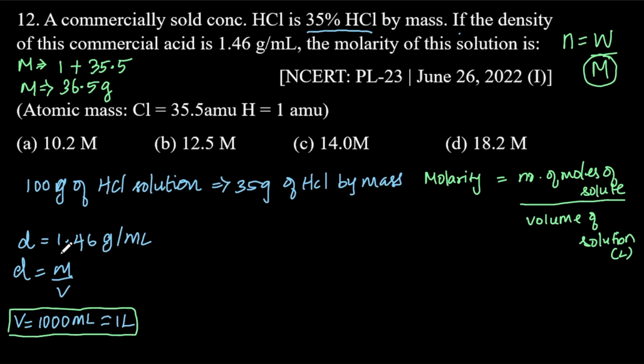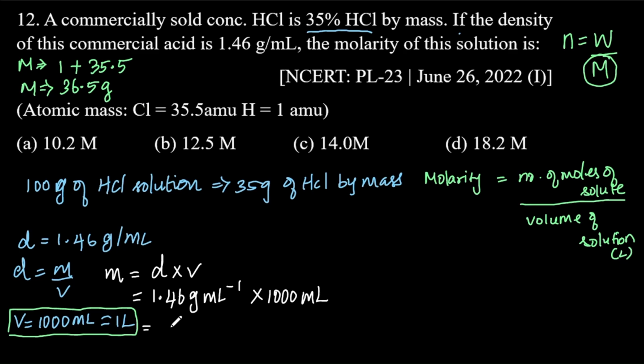In question, the density is given for the solution. From density, we can find the mass. We know the formula of density, mass by volume. So the mass of the solution can be found by multiplying density into volume. The density of solution is given as 1.46 gram ml inverse. Then the volume of the solution we have considered as 1000 ml. So here you will get the answer as 1460 gram. So this is the mass of the solution.